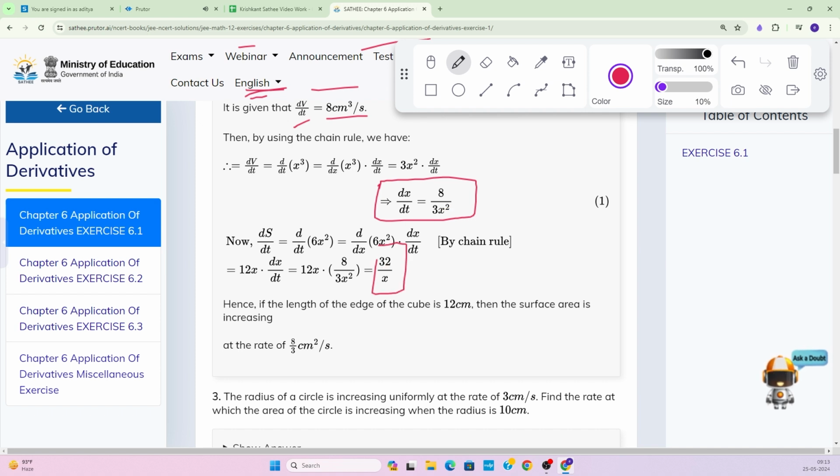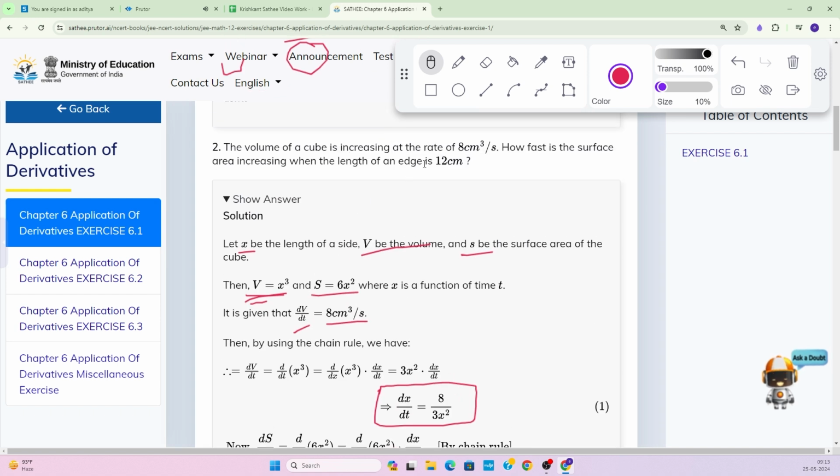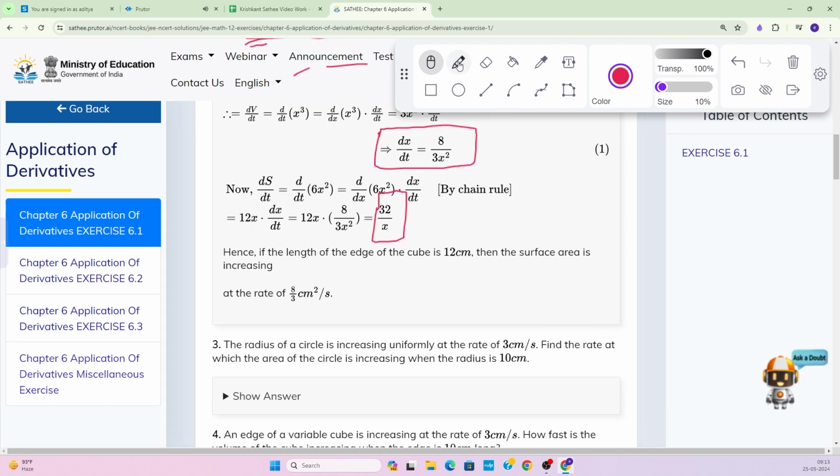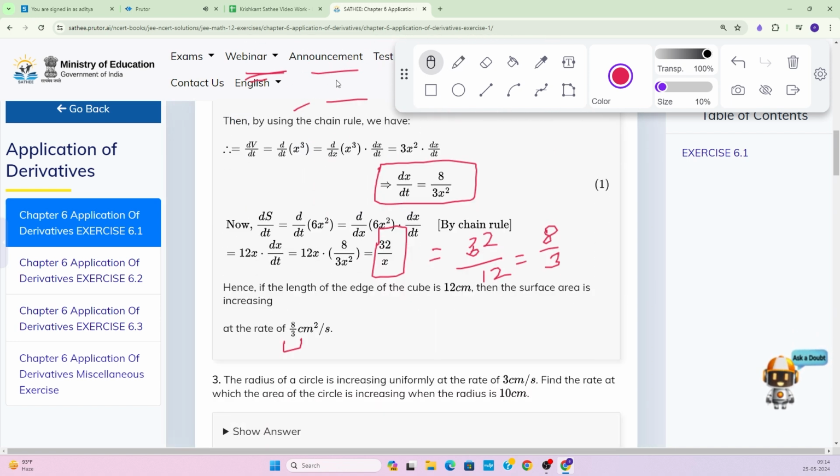Substitute, you will get 32 by x. And when the edge is 12 centimeters, just replace x equals 12 centimeters. Clear? So 32 by 12, divide by 4, it will be 8 by 3. So 8 by 3 centimeter square per second is the rate at which the surface area will increase. Okay, let us move to the next problem.